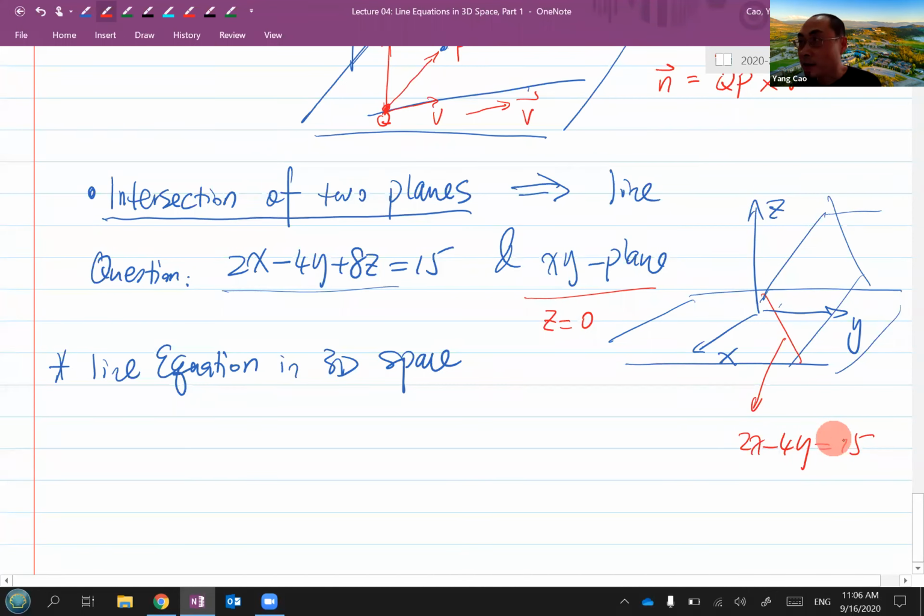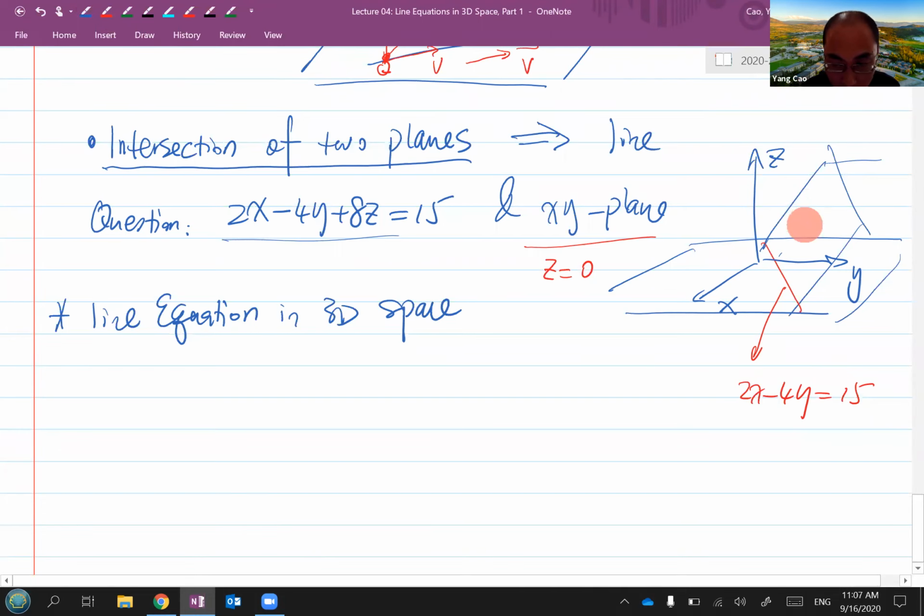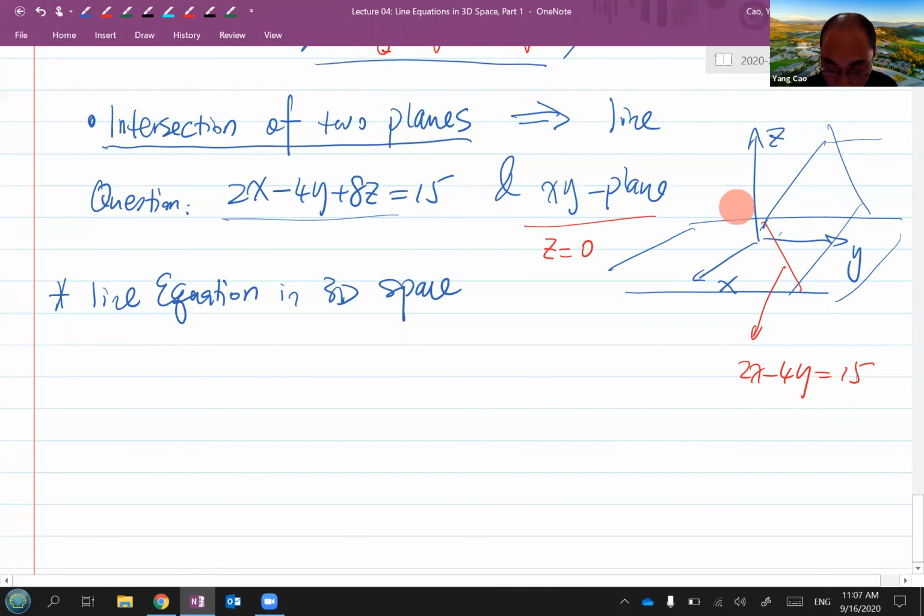Okay, excellent. So let's look at the line equation. Now, when I see a line equation in 3D space, one way of thinking is you could just solve the two plane equations, and then you get a line equation. But I think that's a little bit too cumbersome if you do that every time. So we need a more general approach here.